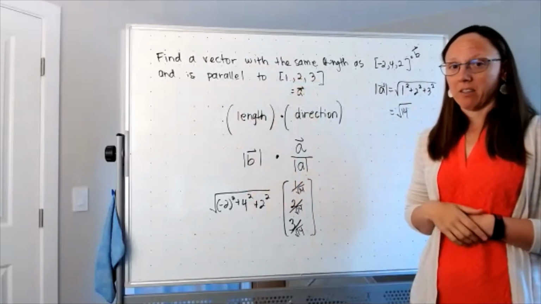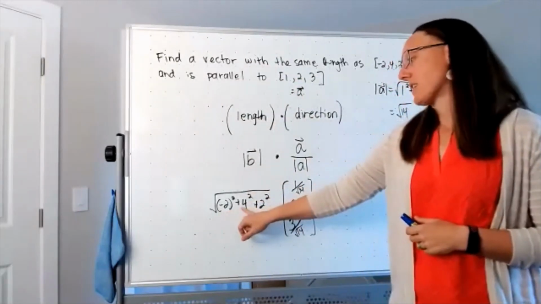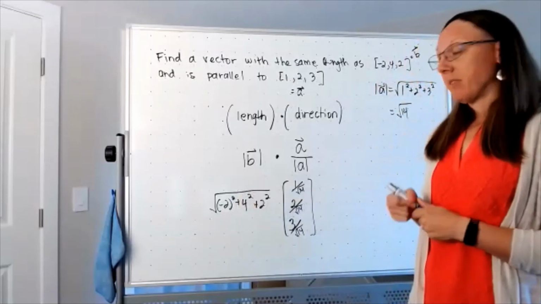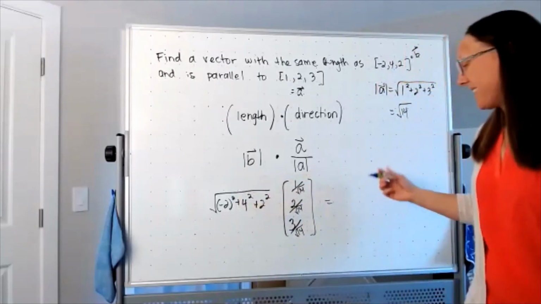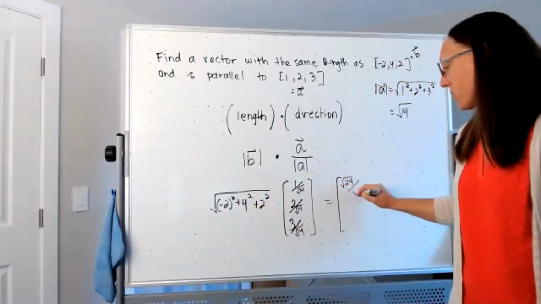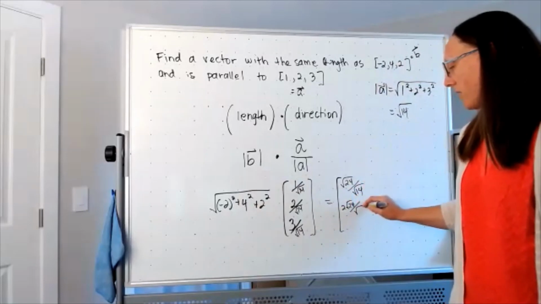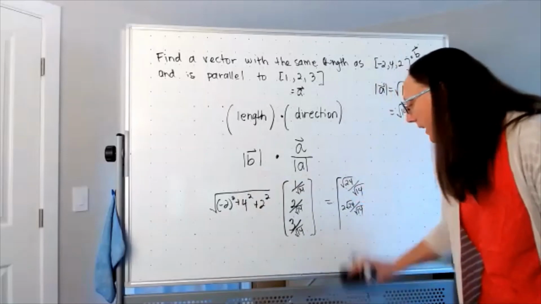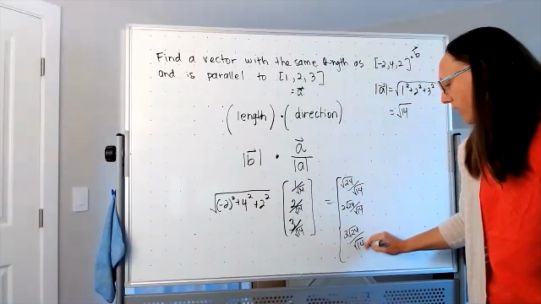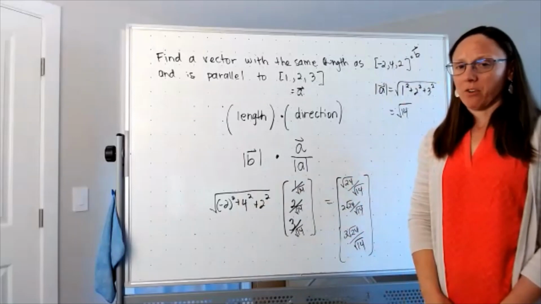Oh, I wouldn't leave it like this. I would do the rest of the math. So what's that? 4 plus 16, so 24. So that's square root of 24. And then I would distribute that in. So I would have square root of 24 over square root of 14, 2 square roots of 24 over the square root of 14, and 3 square roots of 24 over the square root of 14. And I'm sure there's something you could do to simplify that further if you really wanted to.